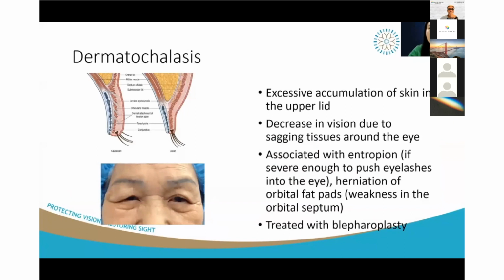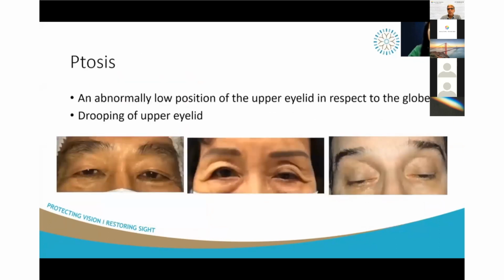Dermatochalasis is an excess accumulation of skin in the upper eyelids. Patients usually complain of decreased vision due to sagging tissue around the eye. It is associated with entropion if severe enough to push eyelashes into the eye, and also herniation of the orbital fat pads due to weakness in the orbital septum. Treatment is usually upper lid blepharoplasty surgery.